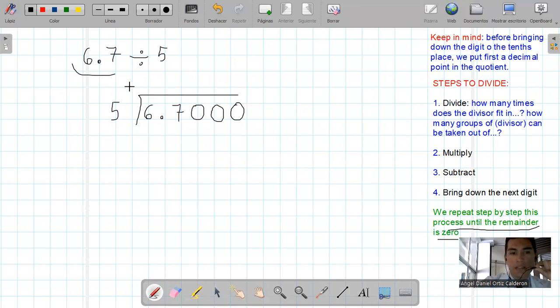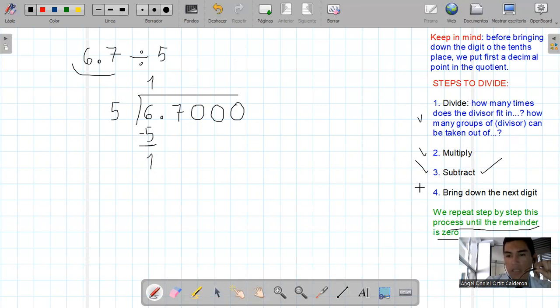First of all, we divide. How many groups of 5 can be taken out of 6? 1 group, because 1 times 5 equals 5, and we subtract, because that was the second step, we subtract the third step. The subtraction gives 1, right? And the subtraction is done.